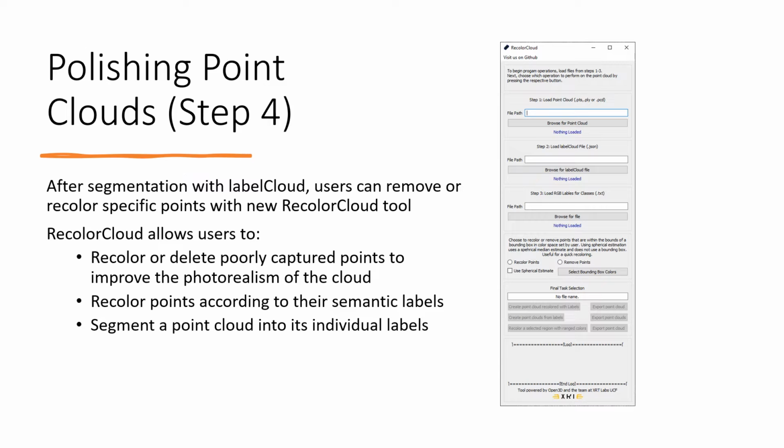After segmenting the point cloud, we then polished it utilizing our own application, Recorder Cloud. Recorder Cloud allows users to recolor or delete poorly captured points using algorithms in order to improve the photorealism of the cloud. Recorder Cloud can also recolor points according to their semantic labels, such as KITTI. And finally, our tool can also segment a point cloud down to its individual labels.